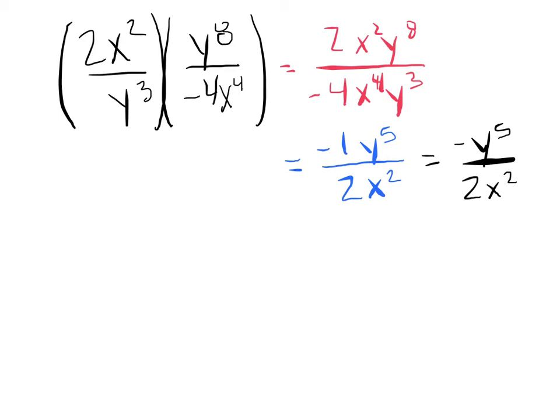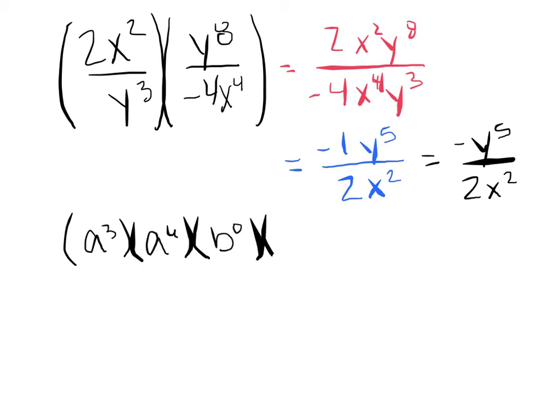While I have some extra room, let's do another example. Let's look at a cubed times a to the 6th times b to the 0 times b to the 9th times a squared. This is just a big multiplication problem. Notice that we have b to the 0, and remember that anything raised to the 0 is just 1. So that term becomes 1. We no longer have a b there.